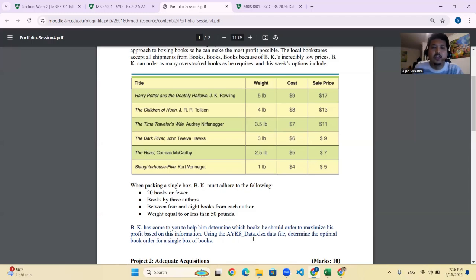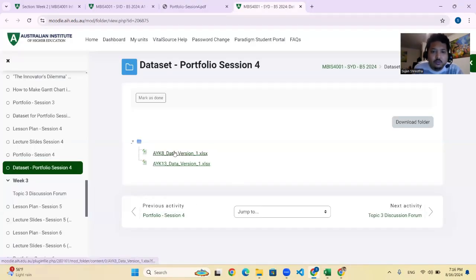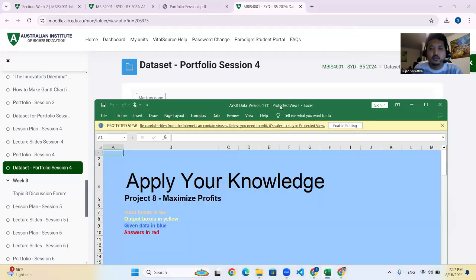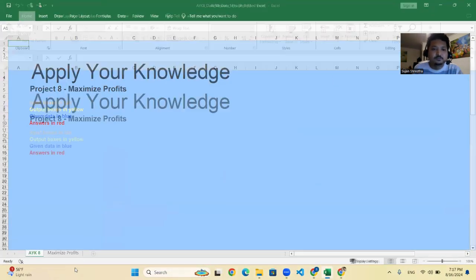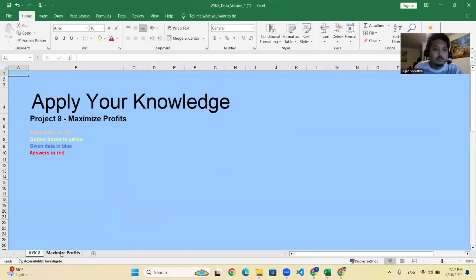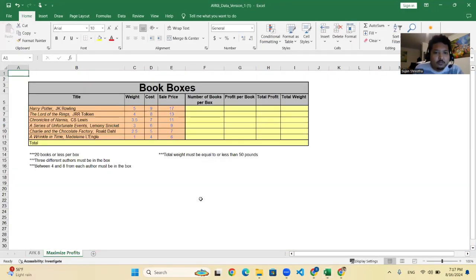the AYK8 data Excel file. So now I will download this data set first. I will open the data set. Okay, so this is the data set, and I will enable editing and go to this maximize profit sheet. So here is the table.